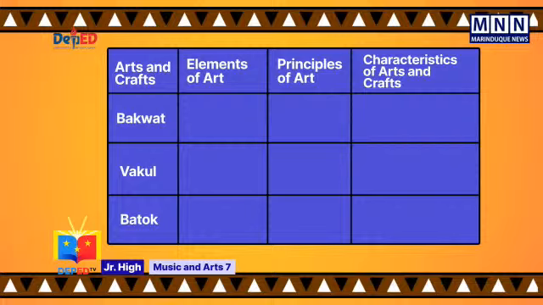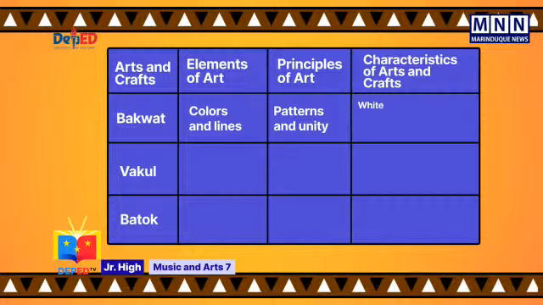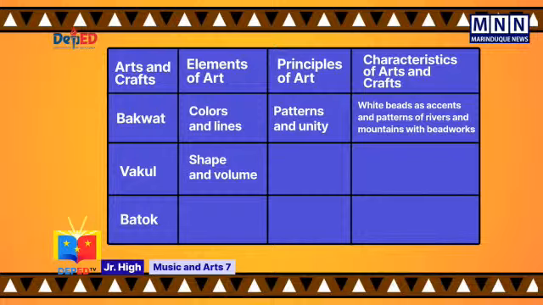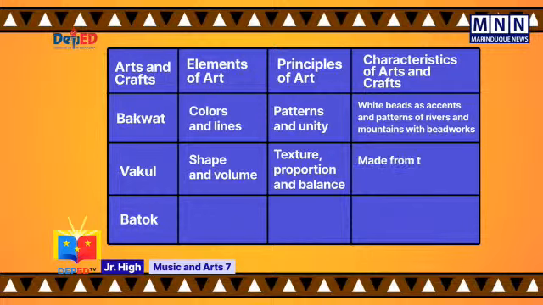Let's check your work. Number 1. For bakwat, if your answers are colors and lines, patterns, and unity for the elements and principles, you are correct. If you put white beads as accents and patterns of rivers and mountains with beadwork as its characteristics, you are correct. Number 2. For vakul, if your answer is shape, volume, and texture, proportion, and balance in the elements and principles, you are correct. And if you wrote made from the leaves of vuyavuy, you are correct.